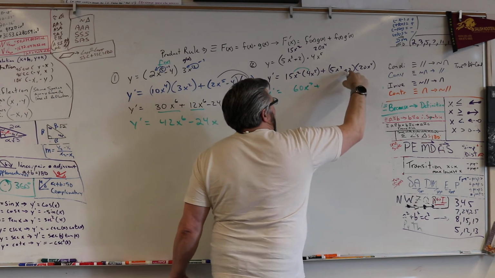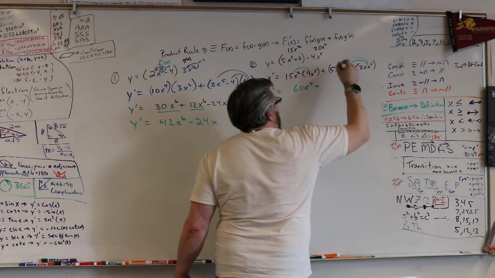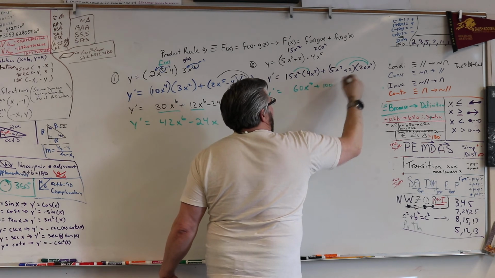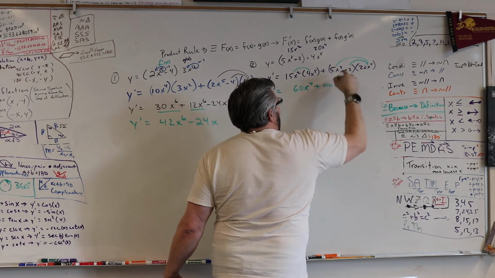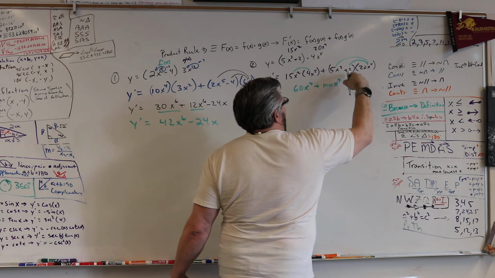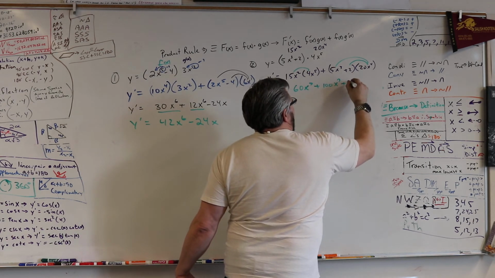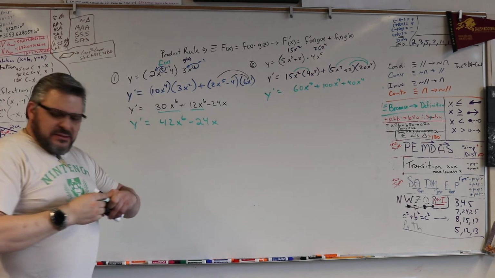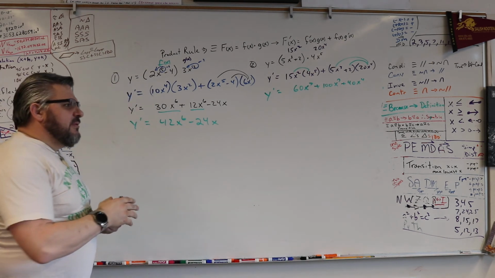Plus, and then everybody on the block gets a paper. So 20 times 5 is 100. 100x to the 7th, right? And then plus 40x to the 4th. Is that correct? Yeah.